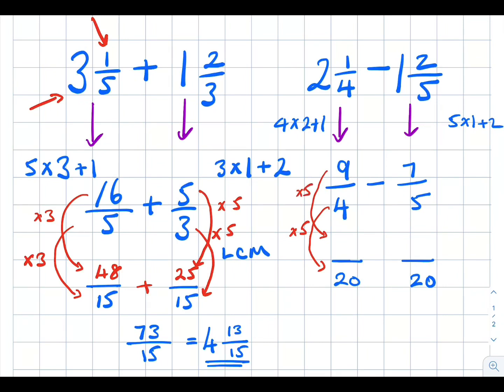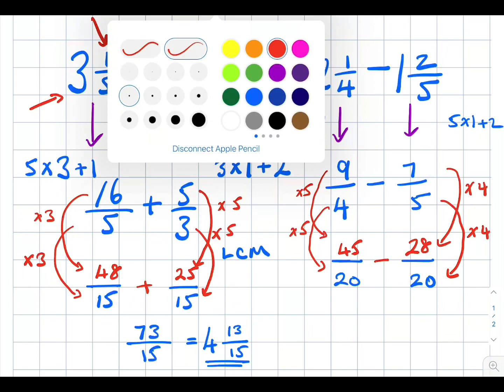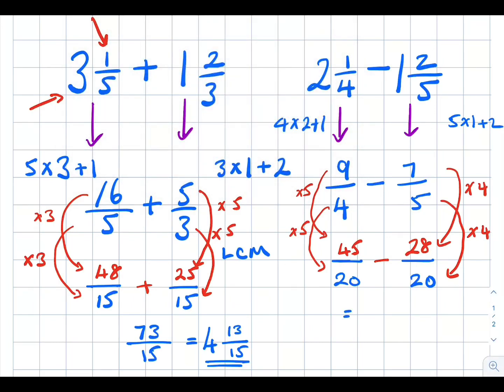So 9 times 5 is 45. And then on this side, what are we doing to 5 to make 20? We're multiplying it by 4, then multiply the numerator by 4, which gives you 28. Okay, got the common denominators? All we need to now do is subtract the numerators. So 45 take away 28 will give 17. So that's going to be 17/20.